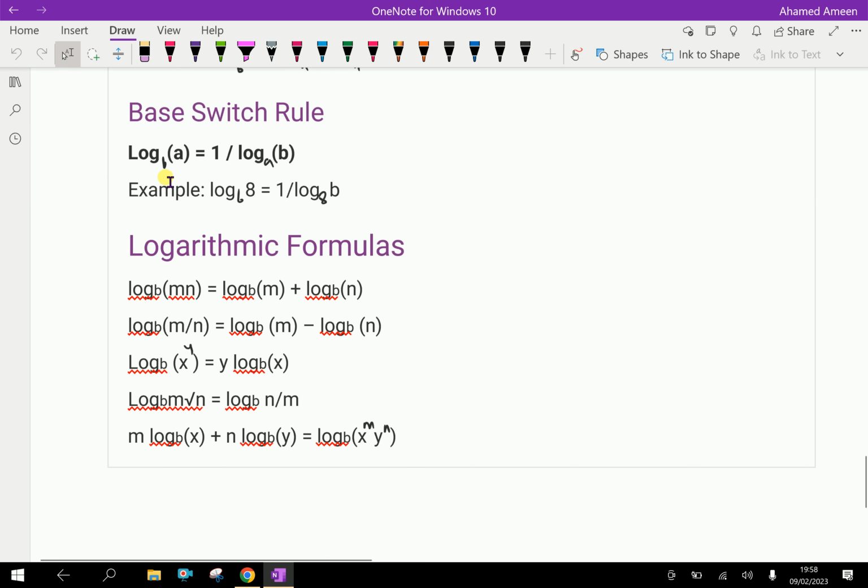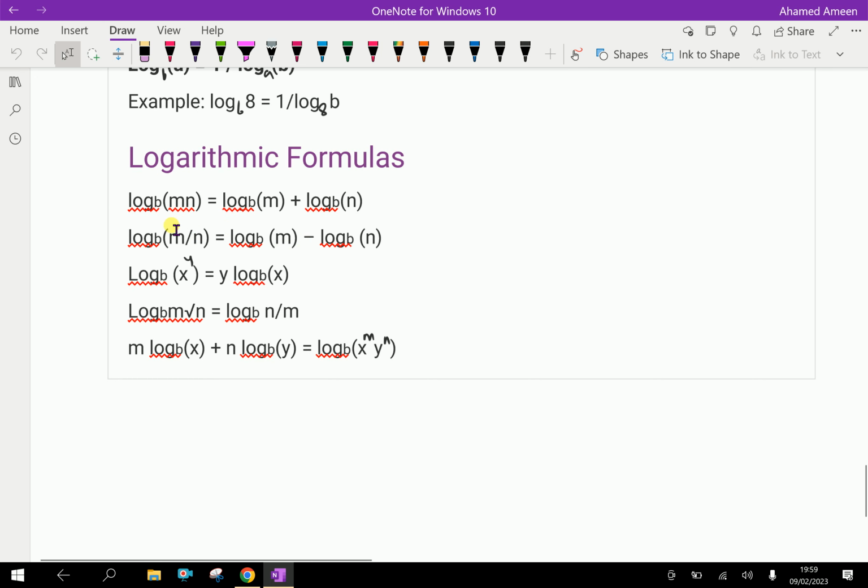Base switch rule. Suppose log of a base b is written as 1 over log of b base a. Means here base b is switched as base a, when log of a base b is equal to 1 over log of b base a. For example, look here, log of 8 base b can be written as 1 over log of b base 8. Means this base and number are interchanged here, that is b and 8 change places, with 1 over log of that one.